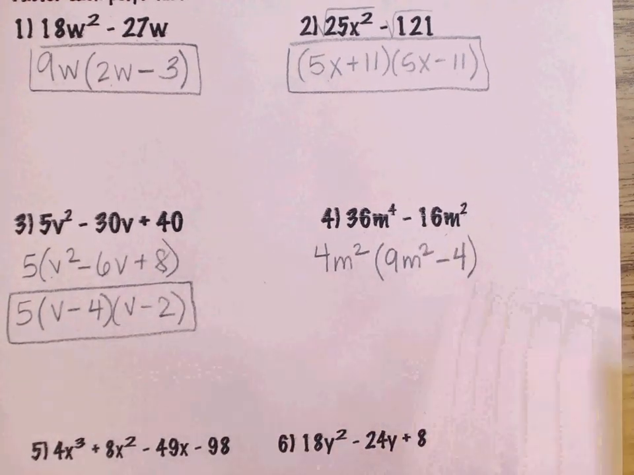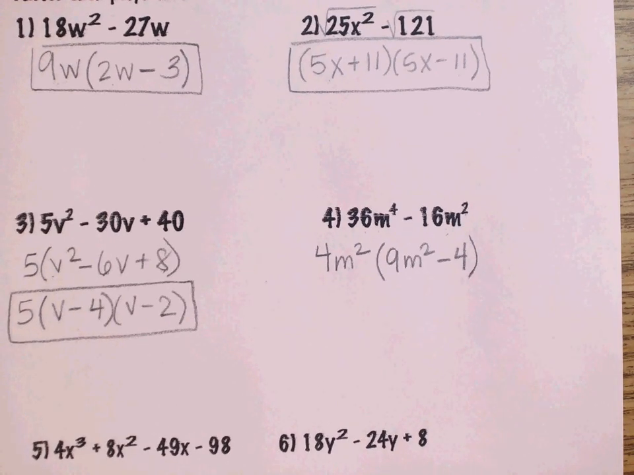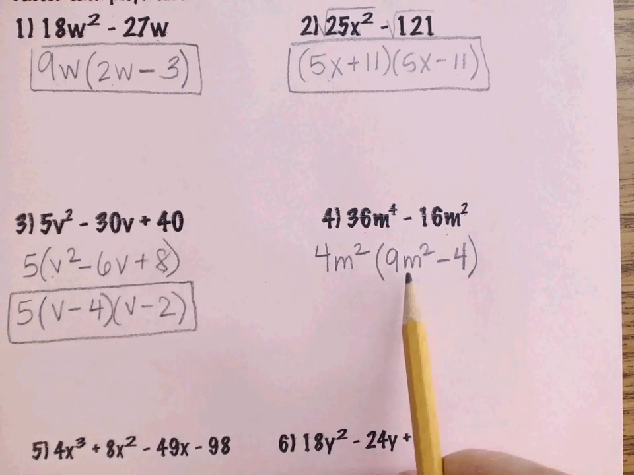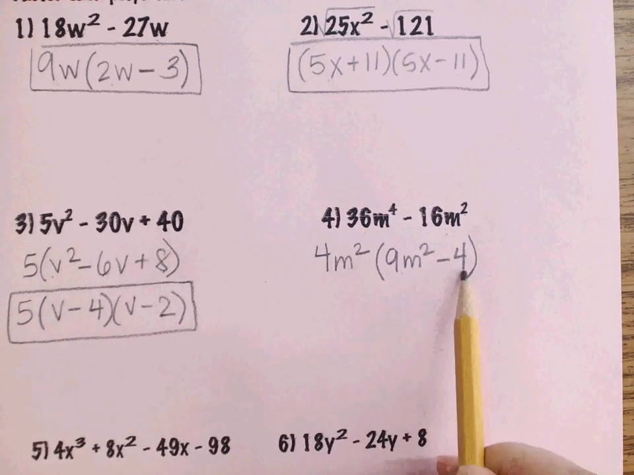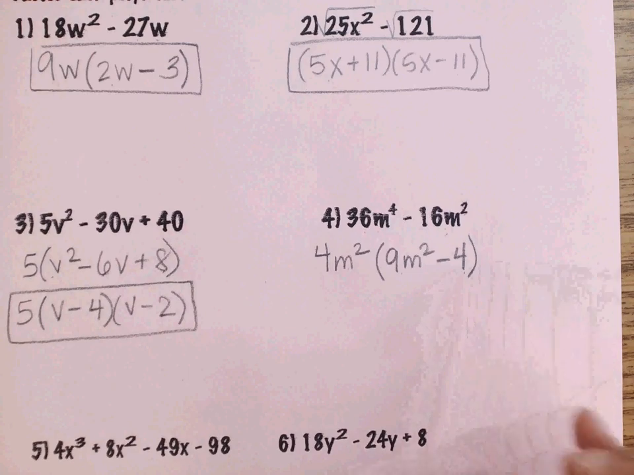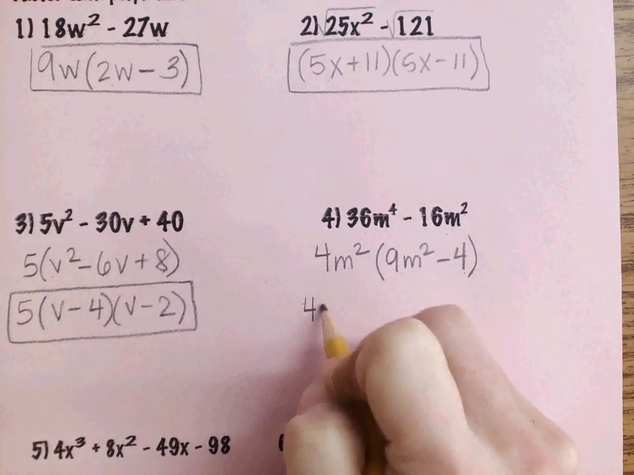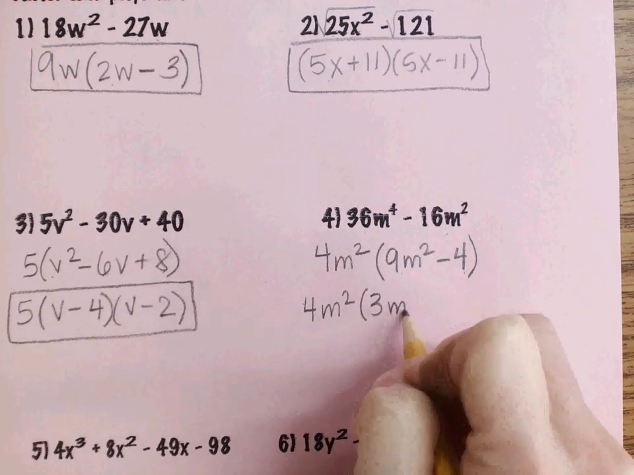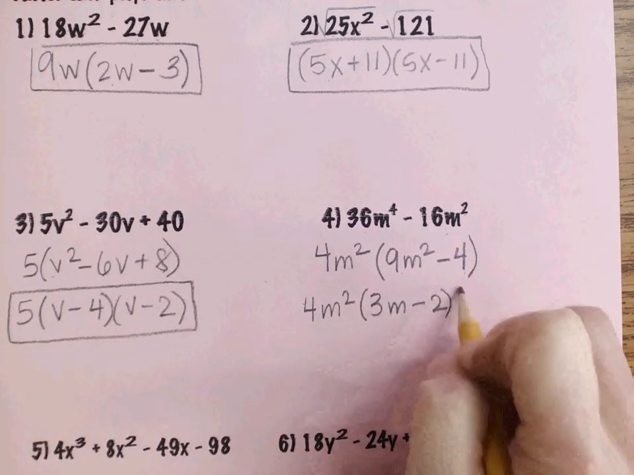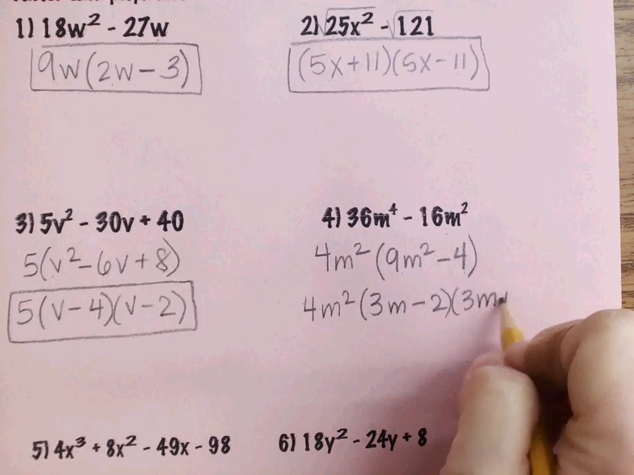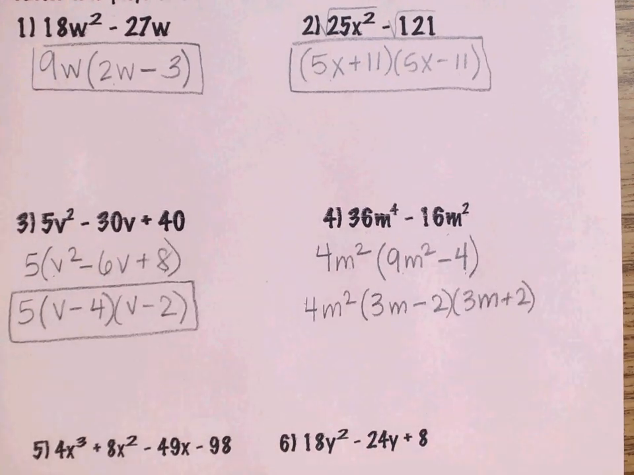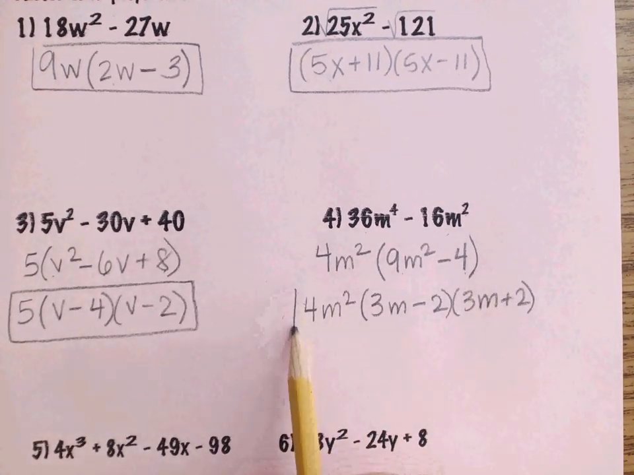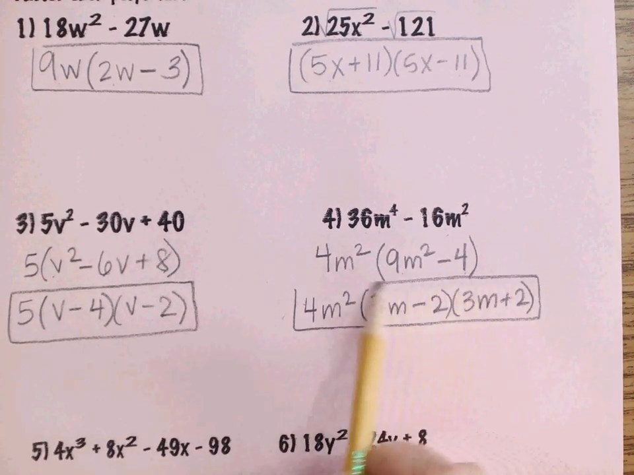Then I'm going to see if there's anything else I can do inside parentheses. And I can do one more step of factoring. I can find the square root of 9m squared and the square root of 4 and do difference of squares. When I do that, I drop down my GCF. I get 3m minus 2, 3m plus 2. And that's it.